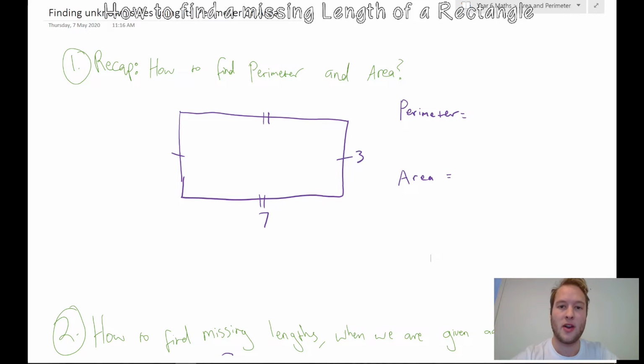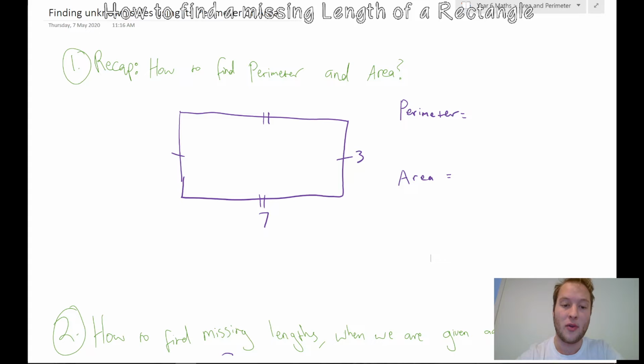Hello, in this video we're going to be talking about how to find missing lengths from either rectangles or squares if we've been given either its perimeter or area. So first, to answer that question we need to know, well, what is a perimeter?